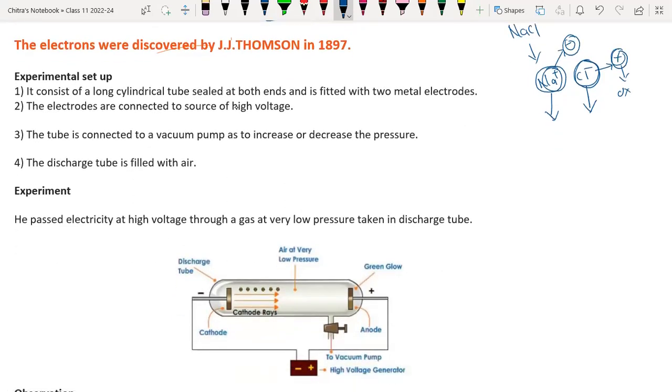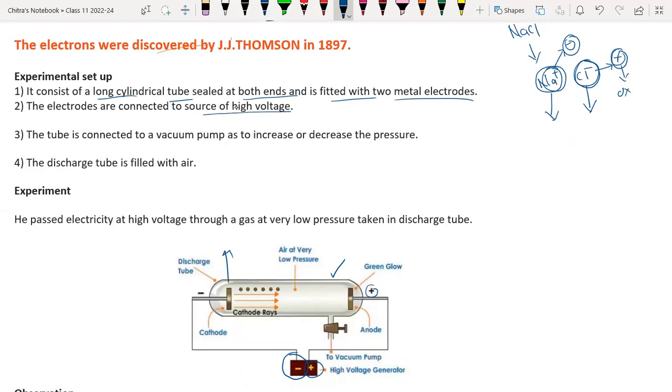It was confirmed by J.J. Thomson in 1897. So the experimental setup that we have here consists of a long cylindrical tube, as you can see here. This is the long cylindrical tube, sealed at both ends and fitted with two metal electrodes. Here we have a negatively charged electrode. Why is it negative? Because it is connected with the negative terminal of the battery, and the other one is positive because it is connected with the positive terminal of the battery.